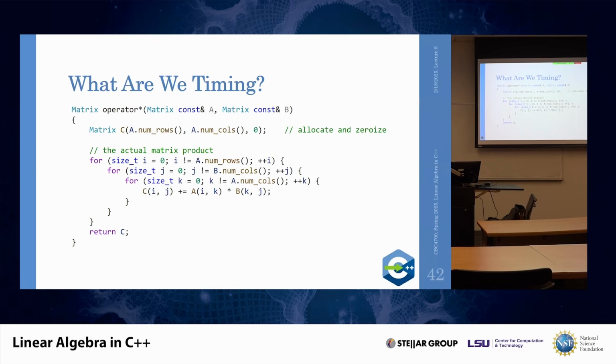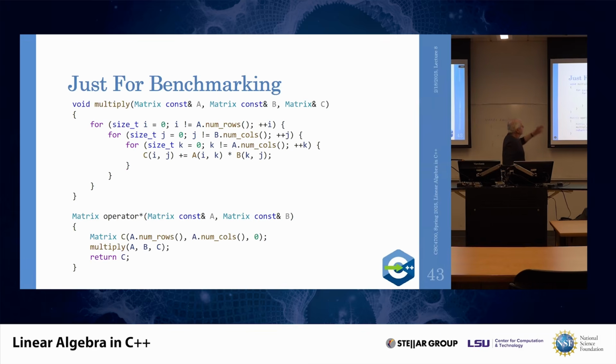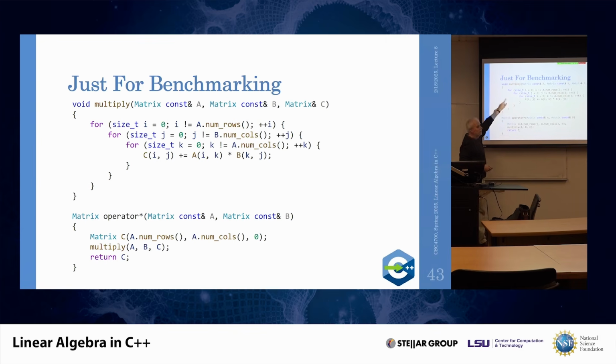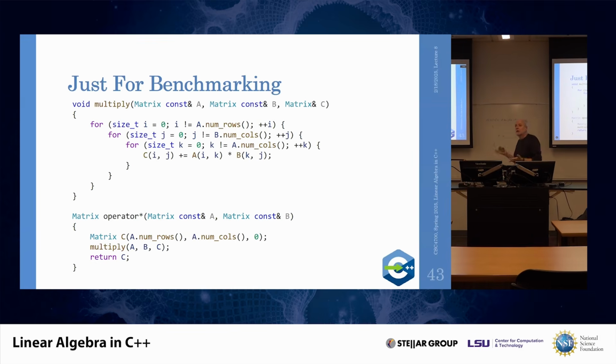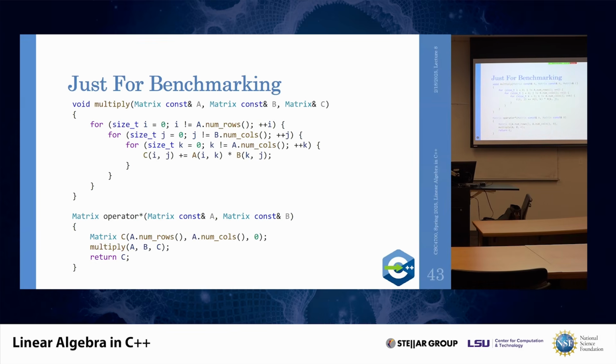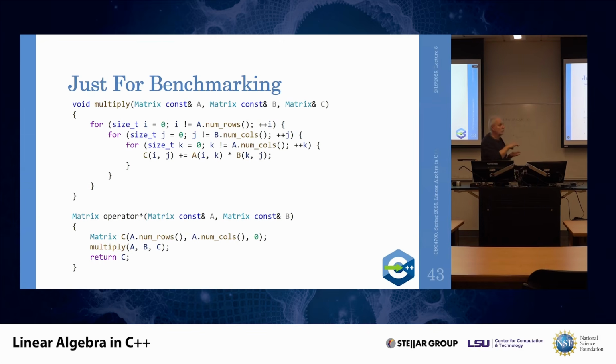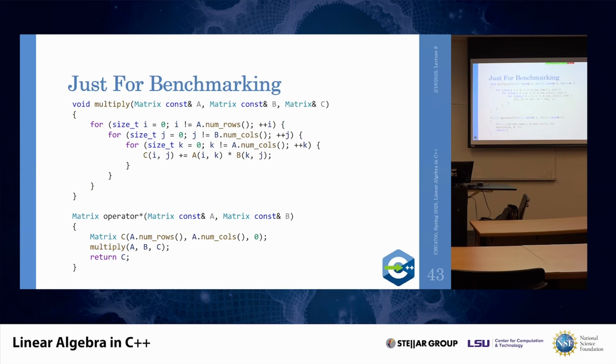So we will separate these two parts into two functions. The matrix multiplication now calls a multiply function, and the multiply function is that bare bone thing we're interested in measuring. So never measure allocation time in your benchmarks. Whenever you allocate memory, move that out of the measurement region. Be sure of that, because that will skew your measurements.